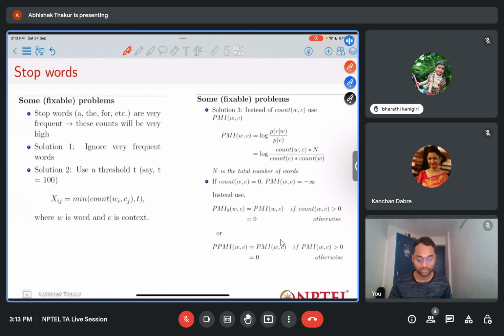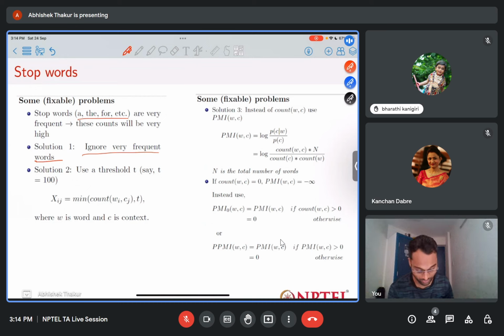This question is based on stop words. There are simple words like for, the, a, and these words occur frequently. Then the count will be very high. So when we make the co-occurrence matrix, we should ignore these words because they will occupy large count numbers. So what is the solution to this problem? In the co-occurrence matrix we do not want these words to be the most important, because these words occur with all other words. So we have to ignore very frequent words, these stop words.